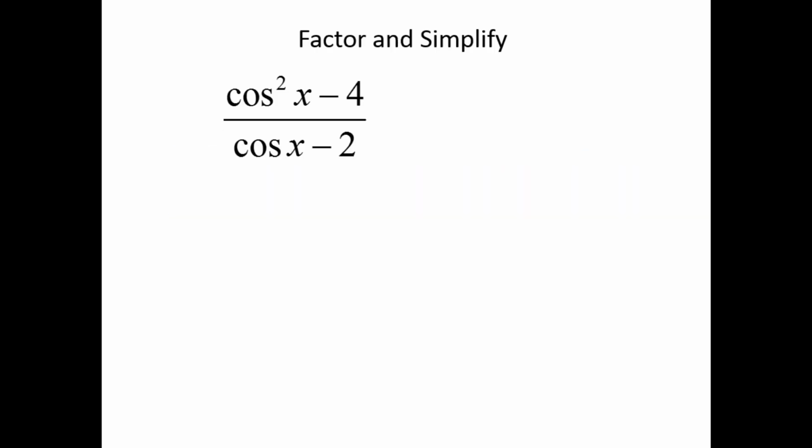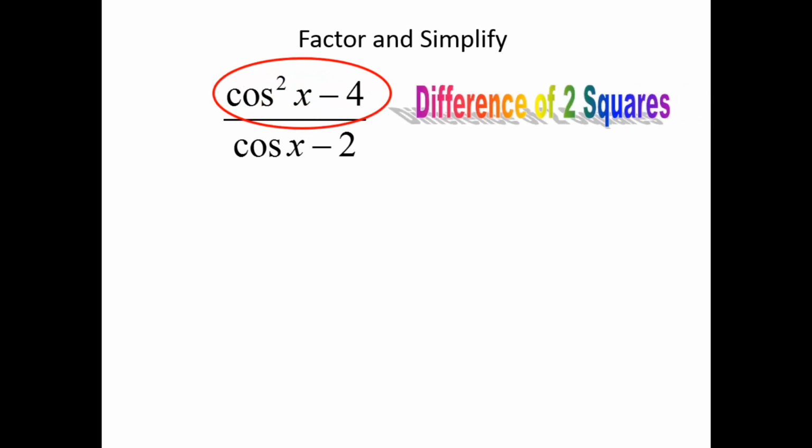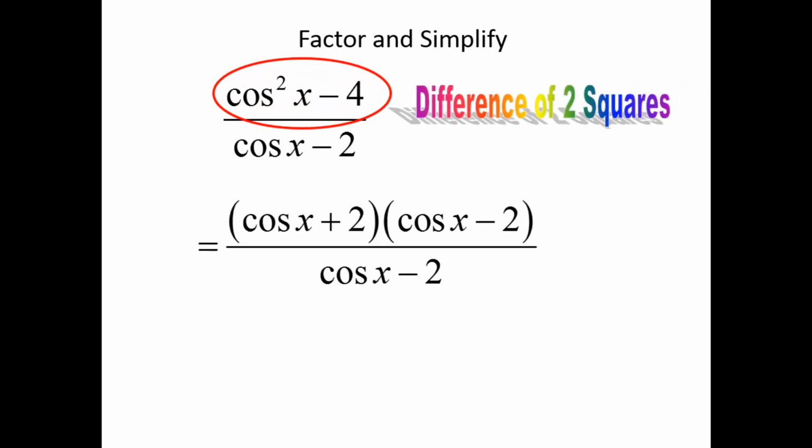And here's another one. Try to factor it using the difference of two squares pattern. So we got cosine of x plus 2 times cosine of x minus 2. And then find the things that they share in common, top and bottom, the common binomial, and reduce. So we do have cosine of x plus 2.